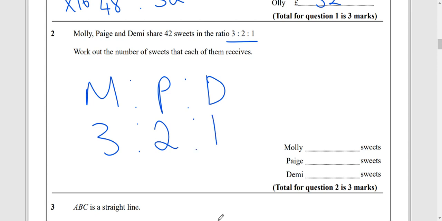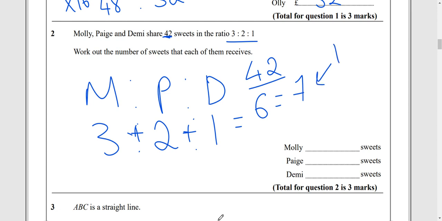First step is to add these ratio amounts. 3 plus 2 plus 1, well, that gives me 6. My total amount here was 42, so I need to do 42 divided by 6, which gives me 7. 1 share is equal to 7. So I need to times each of these share amounts by 7.